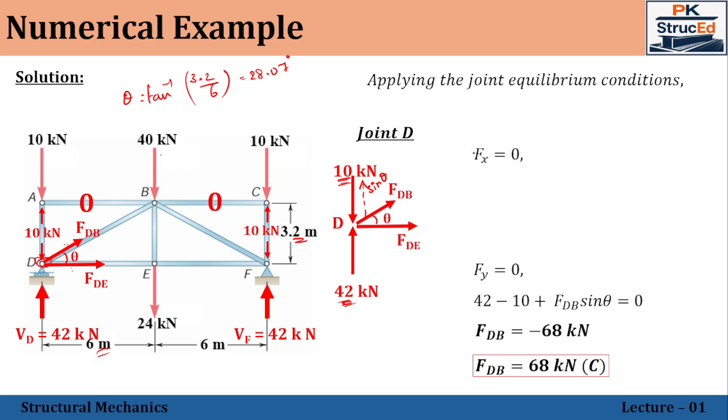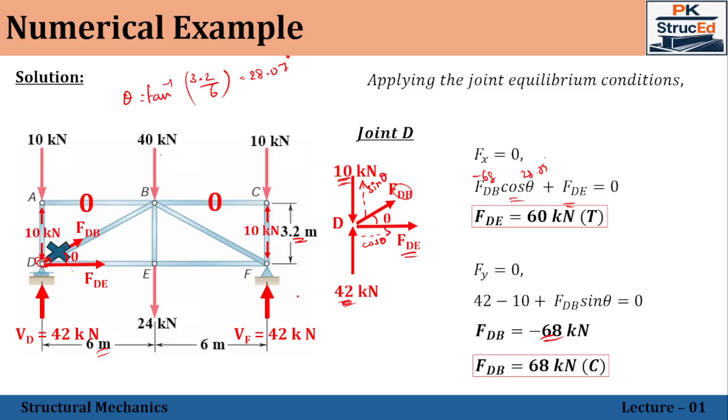Now Fx equal to 0 means we'll have FDE will be there, and the horizontal component of this force will be acting in the horizontal direction, on the right side. So this component will give cos theta. So in that case, FDE plus FDB cos theta will be equal to 0. Substitute the value of FDB as minus 68 and theta as 28.07. We can get the value of FDE as 60 kilonewton tension. Now, since FDB is in compression, our assumed direction is wrong. So it will be acting towards the joint.